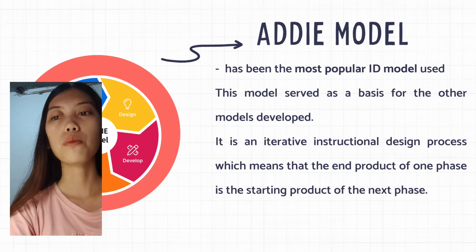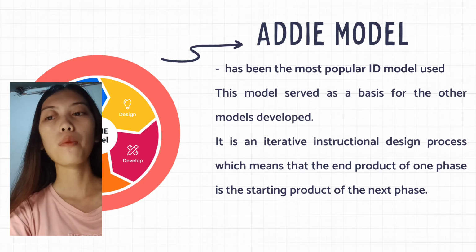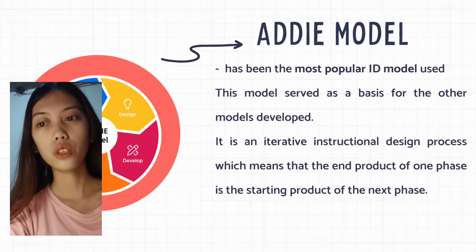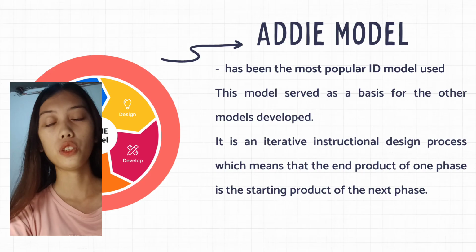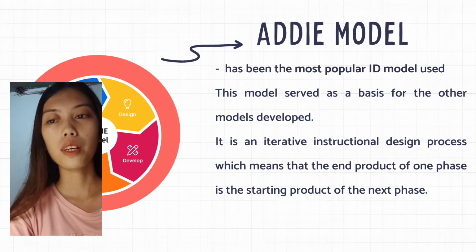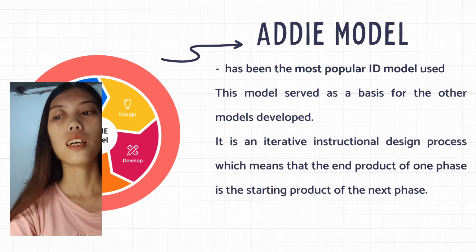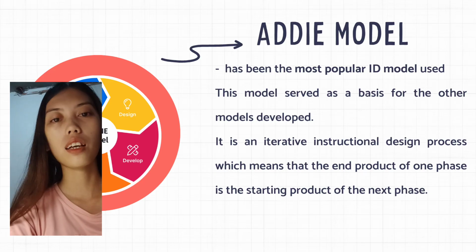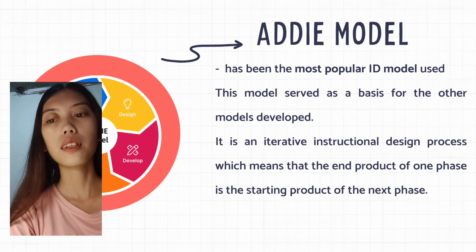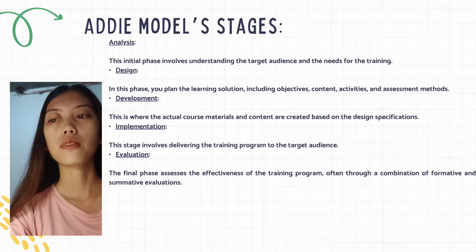The first is the ADDIE model. The ADDIE model has been the most popular ID model used. This model serves as a basis for the other models developed. It is an iterative instructional design process, which means that the end product of one phase is the starting product of the next phase.